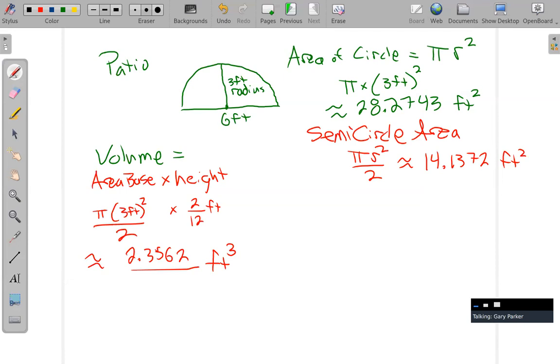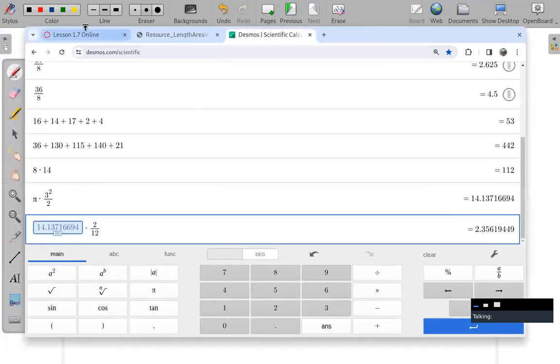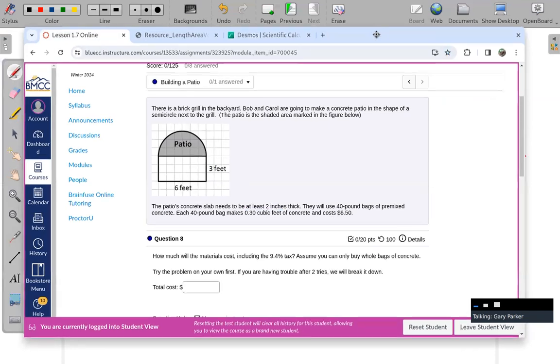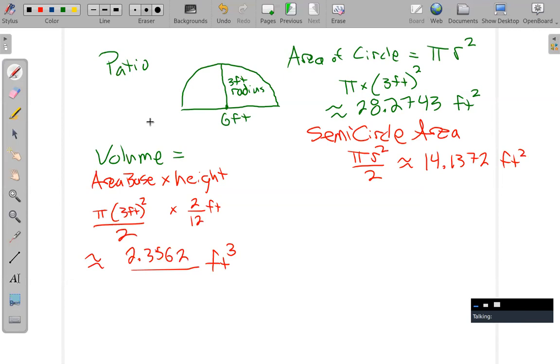All right, let's see. What do we know about the concrete? The concrete bag is 40 pounds and, here we go, 0.3 cubic feet per bag, and it's $6.50 per bag. So we need that information. So just off to the side here, we've got that one bag is equal to 0.3 feet cubed. And then also one bag is $6.50.